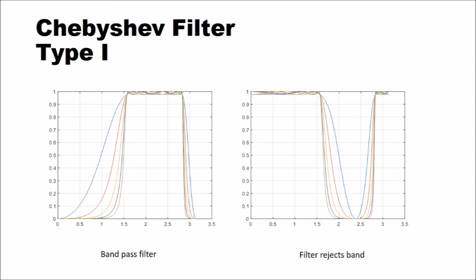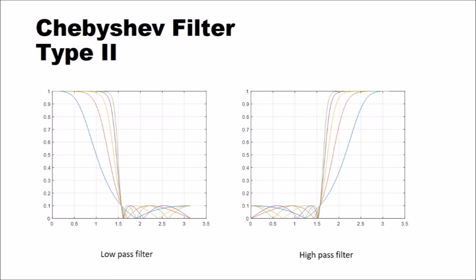Here we can see the Chebyshev filter pass band and reject band. Finally, we have the graphs of the Chebyshev filter type 2 in these four different configurations: low pass, high pass, pass band, and reject band.